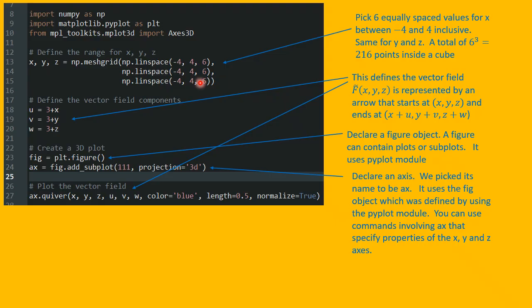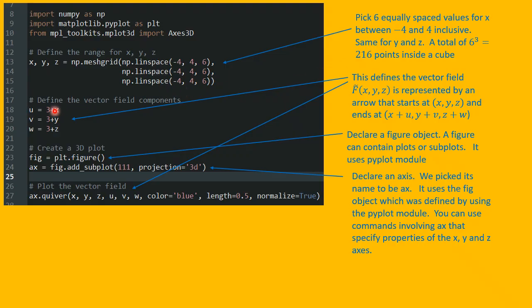But what happens here is this actually is going to represent points in 3-dimensional space. And what's going to happen is we're picking 6 equally spaced values for x between -4 and 4 inclusive, same for y and z. And that gives us a total of 6 to the 3rd power, which is 216 points inside a cube, where the cube in the x direction goes from -4 to 4, in the y direction from -4 to 4, in the z direction -4 to 4. So it'll look like a cubic lattice, basically.